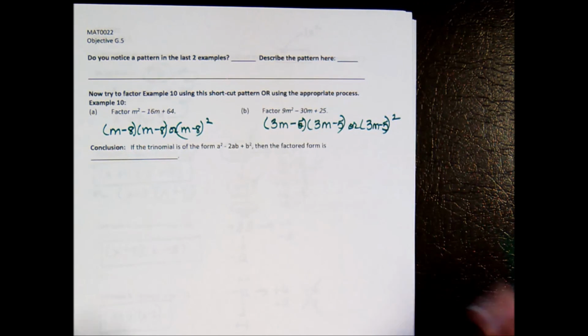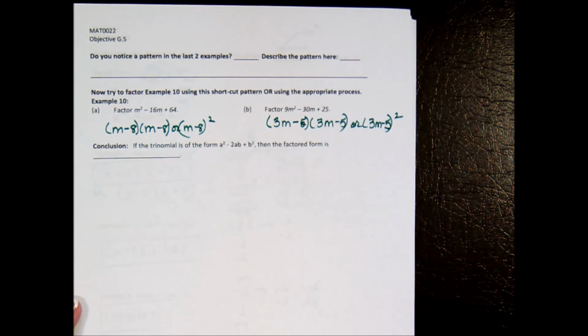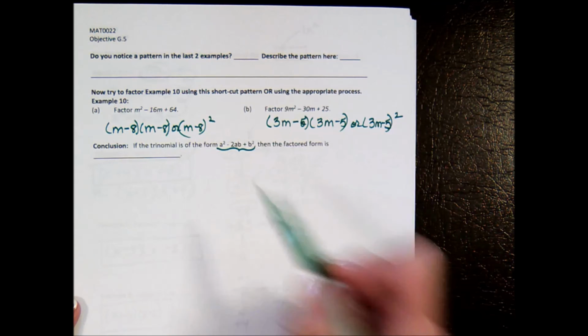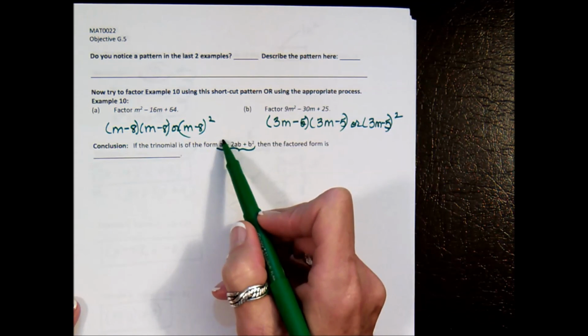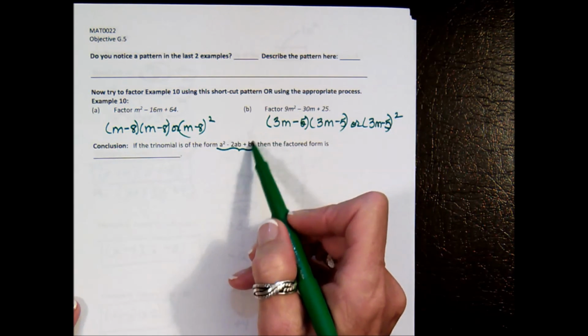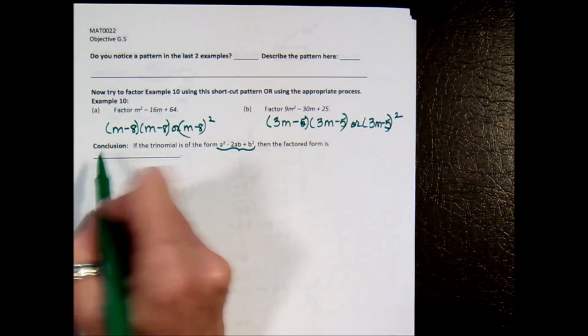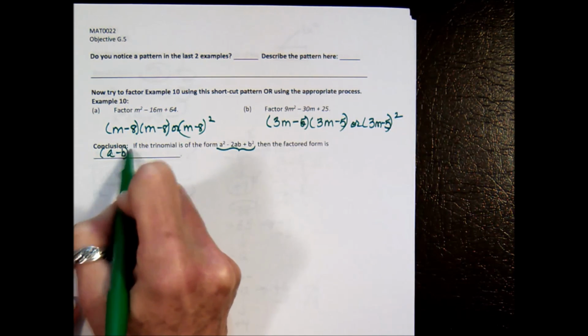So the conclusion here, if you see the pattern, if you have a trinomial that has this situation, the first term is a perfect square, second term is a perfect square, the middle term is 2 of the 2 multiplied together, then it's going to factor to a minus b squared.